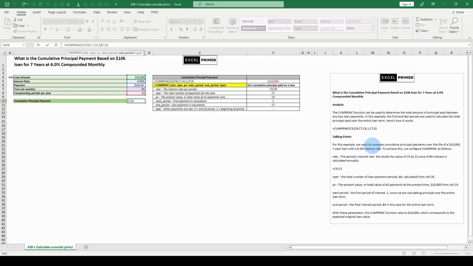For this example, we want to compute cumulative principal payments over the life of a $10,000 7-year loan with a 6% interest rate. To achieve this, we configure CUMPRINC exactly as I stated. You can do this on your own without this particular function. If you've taken any finance courses, you know it's pretty basic. It's an annuity. You can look at it from a couple different avenues.